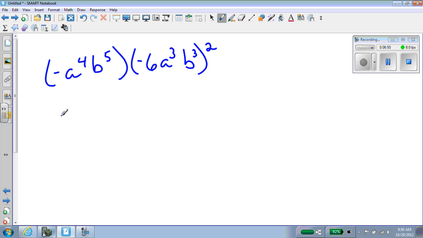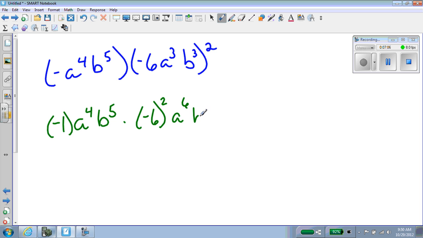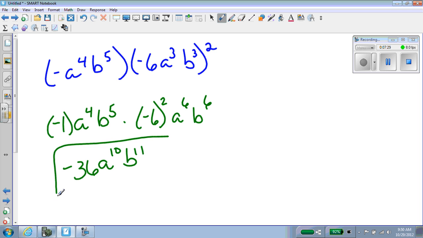Okay, there's no exponent here, so I have negative 1. I'm going to call it just negative 1. A to the 4th, b to the 5th times negative 6 squared, a to the 3rd squared, b to the 3rd squared. I have negative 1 times negative 6 squared. In this case, I know that negative 6 squared is 36 times negative 1 would be negative 36. A to the 4th and 6 more factors, so that would be a to the 10th. B to the 5th and 6 more factors, that would be b to the 11th.